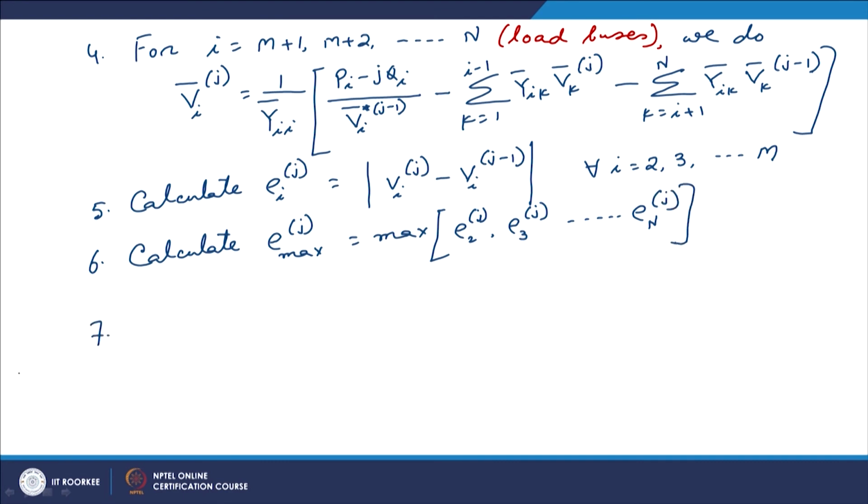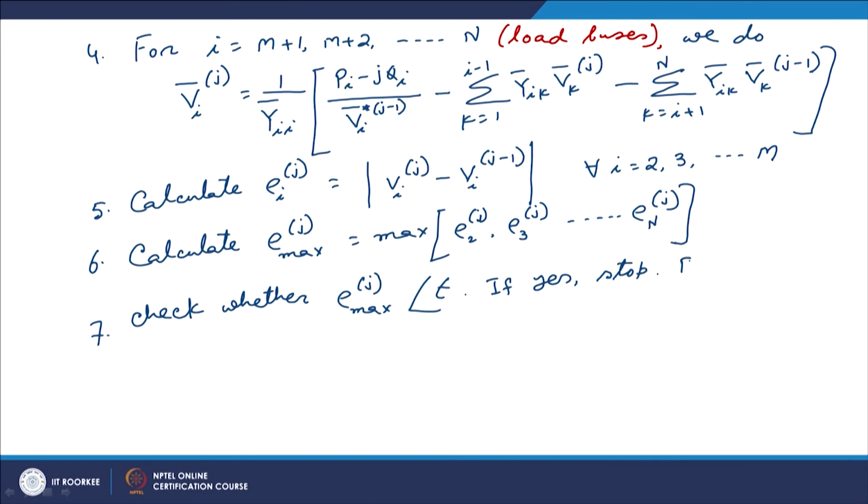Then we check whether E max at the current iteration is less than some epsilon or not. If yes, stop, else update j equal to j plus 1, that is, we are updating the iteration count, and go back to step 3.